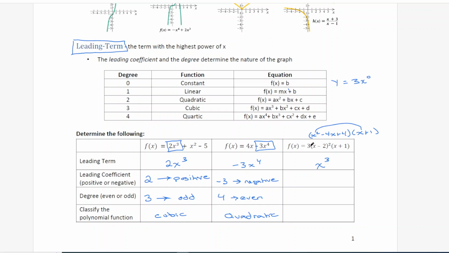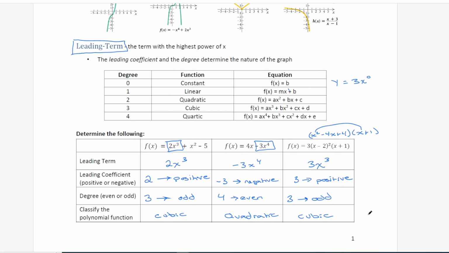And then the coefficient on that, because when I multiply x's together, I just get x, but then I would multiply the 3 through in the end, so that my leading term would be 3x cubed. So the number out front of the brackets ends up being your leading coefficient, and again, we just care that this is positive. And then the exponent is a 3, which is an odd number, and because it's a 3, this would again be a cubic function.